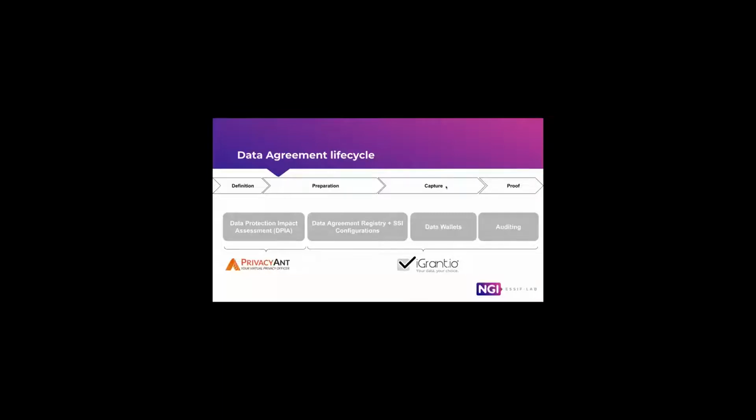In the capture phase, an individual reviews the data agreement, and once agreed, it is captured as a data agreement record by the organization, and the individual is provided with a data agreement receipt as evidence of the agreement. In the proof phase, an organization is able to demonstrate a valid immutable proof of a data agreement record for a data exchange or any data usage transaction with the individual.